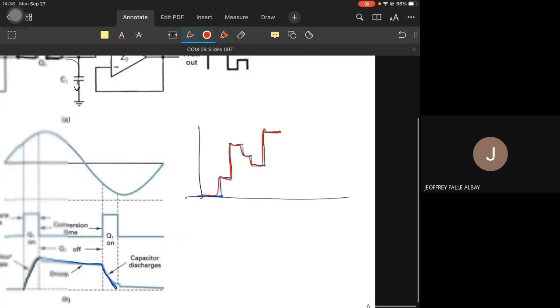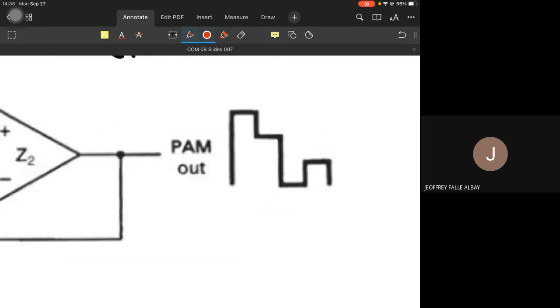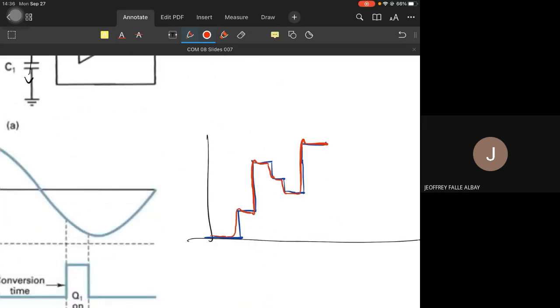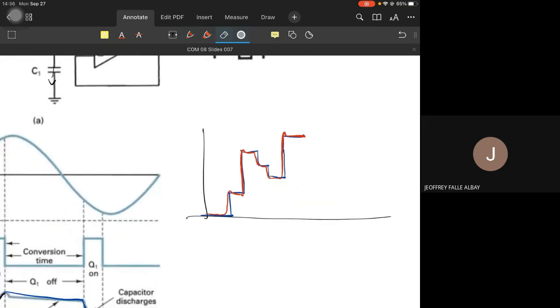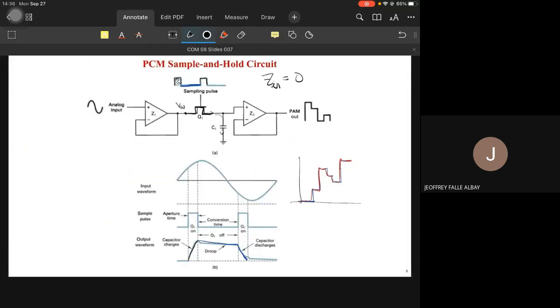Pero if paspas ang sampling rate, di na siya mabantayan. No? So, mag-ingani na gyapon ang output. Di na siya totally straight because we know what is happening here. The capacitor charges and discharges. But if the sampling rate is fast enough, di na siya big deal. Okay? Makita nato siya inside the sample and hold circuit. So, ang output sa atong sample and hold circuit is a PAM signal.